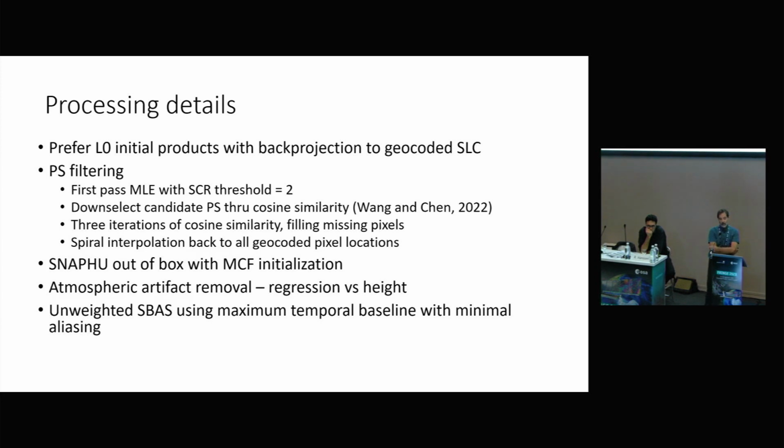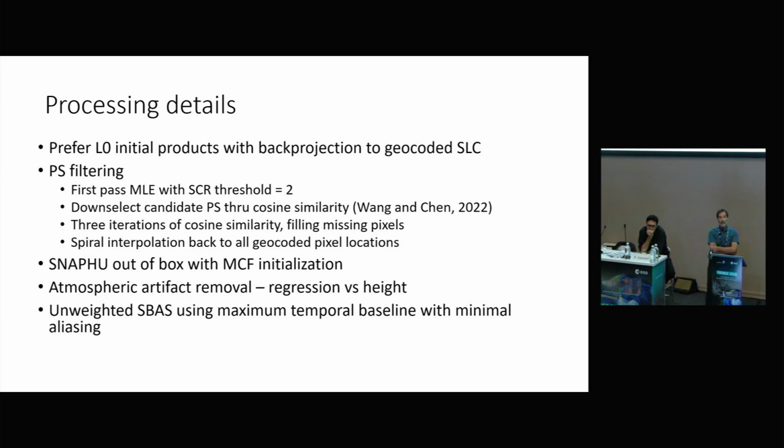I'm not going to read all of these, but the details, as I said before, is that we start out with these level 0 products. We're using typically a PS filtering step, but you don't have to do that if you don't want to, but I'm going to show that it actually helps us in a couple of cases. We simply use SNAPHU, as it comes out of the box, to do the phase unwrapping. You just heard other approaches to that even in the previous talk. You can stick in whatever you want.